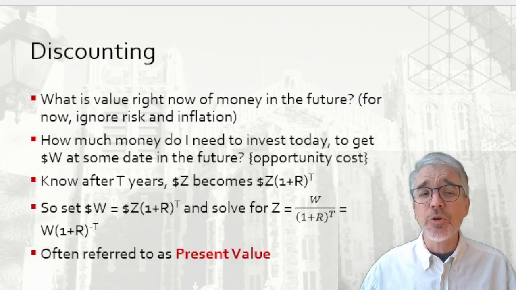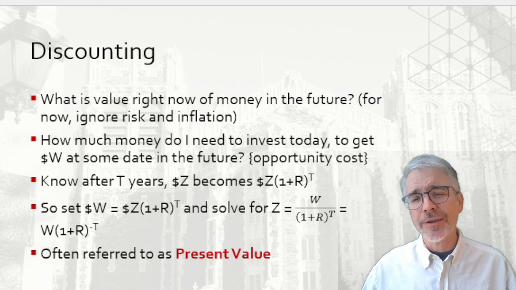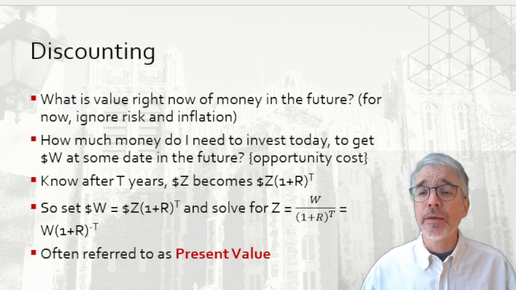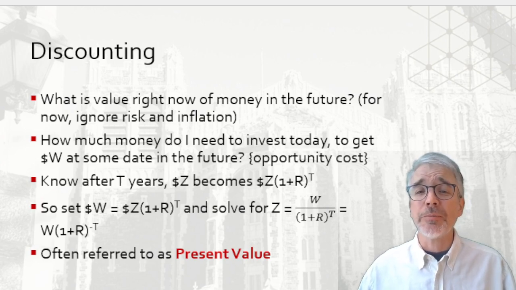Now, the reason we're doing all this in reverse is because we often want to do discounting, which is discovering what is the value right now of some amount of money in the future. For now, we're going to ignore things like risk or inflation; we can add those complications later. Start with a really simple case. How much money do I need today to invest at some interest rate to get some W dollars at some date in the future?